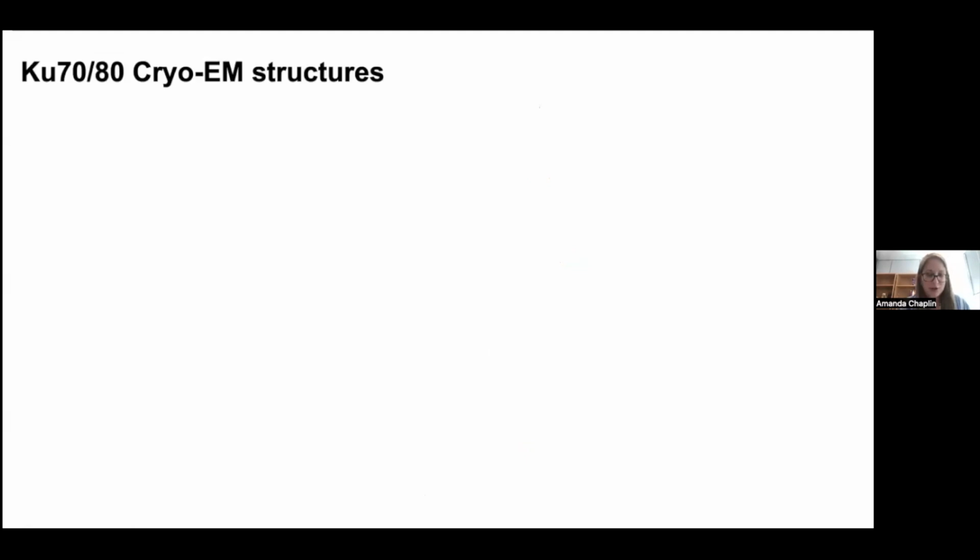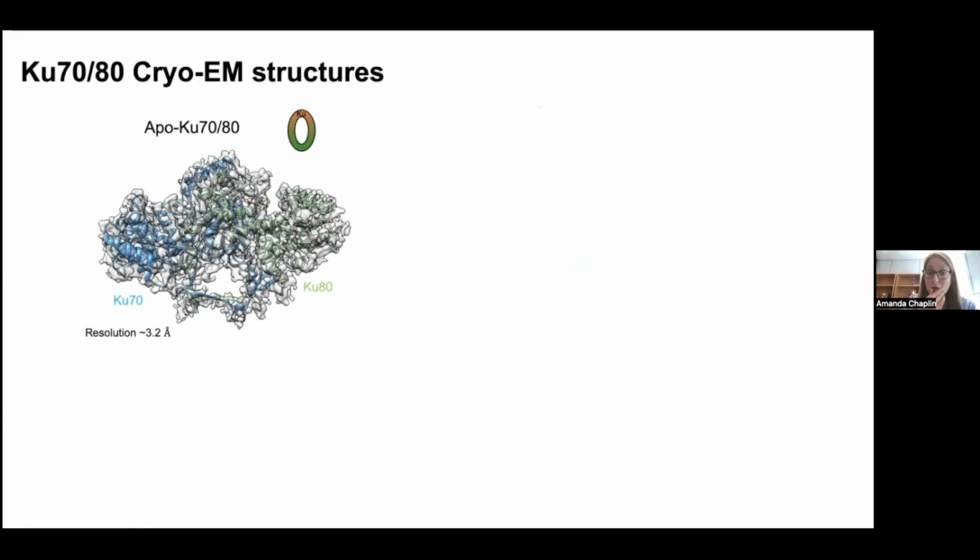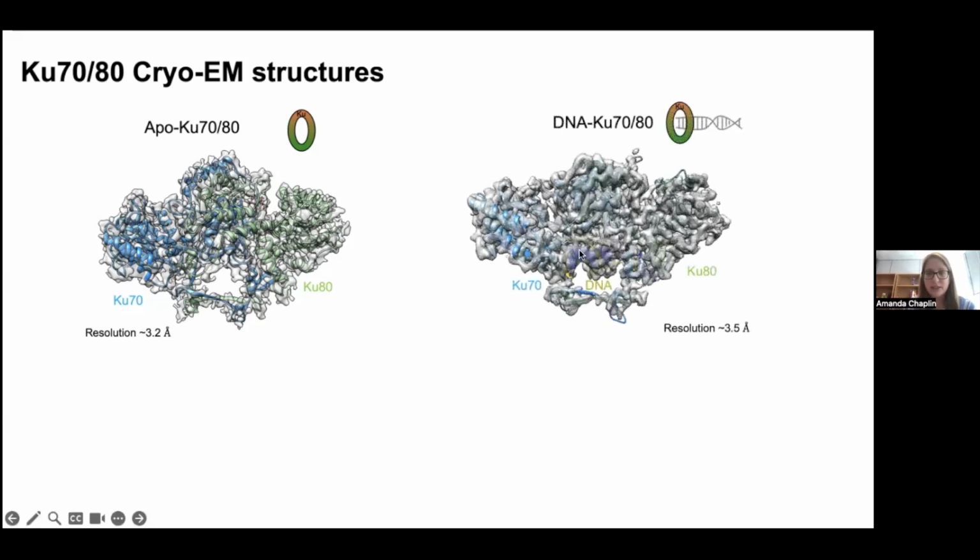So the first structure we obtained was of Ku80. This is the first protein to recognize the double-strand break. So this is what Ku80 looks like. Ku70 here is shown in the blue, and Ku80 in the green. It's a heterodimer, and it has this central hole, which is where the protein can bind DNA with a very, very high affinity. So you get DNA binding through the central part there.